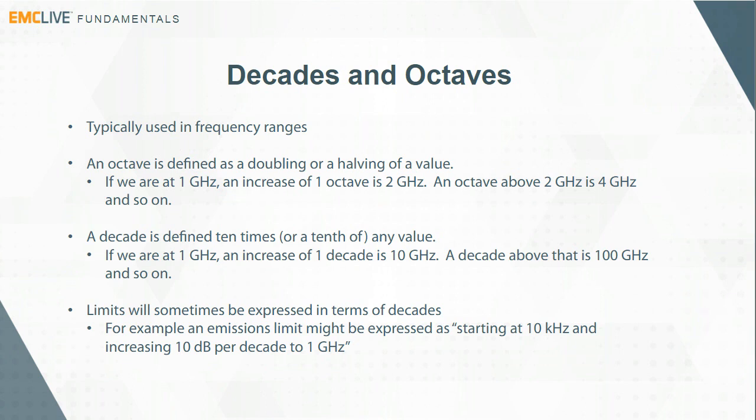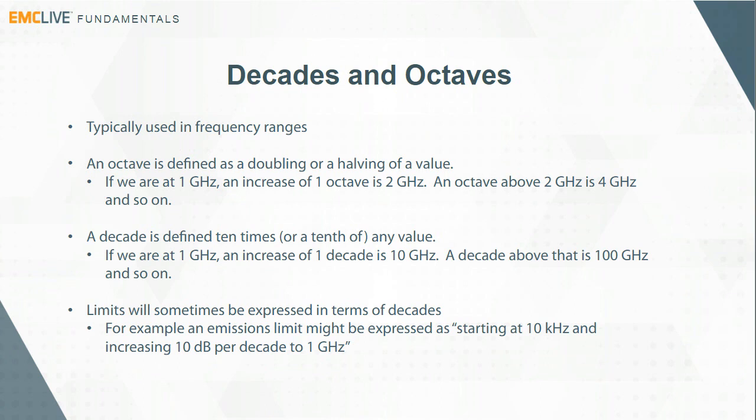So if our frequency is at 1 gigahertz, an increase of 1 octave is 2 gigahertz, an octave above that is 4 gigahertz, an octave above that is 8 gigahertz, and 16, 32. And anybody who's a computer programmer, or a computer scientist, or a computer engineer knows that we work in powers of 2. So those numbers probably seem familiar.